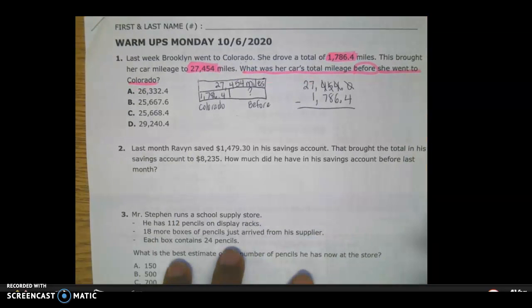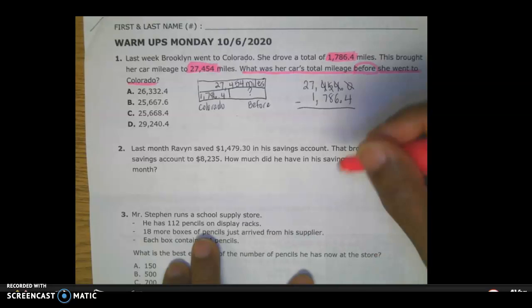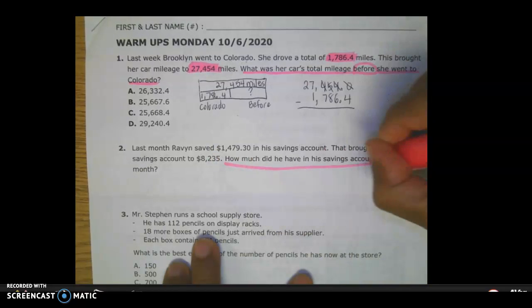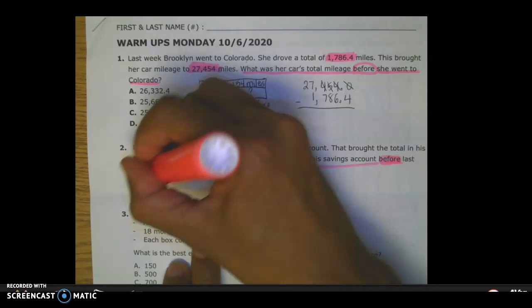Let's do number 2. Last month, Raven saved $1,479.30 in his savings account. That brought the total in his savings account to $8,235. How much did he have in his savings account before last month? Well, this is exactly the same problem as the first one, didn't it? It's asking how much was in his savings account before last month.